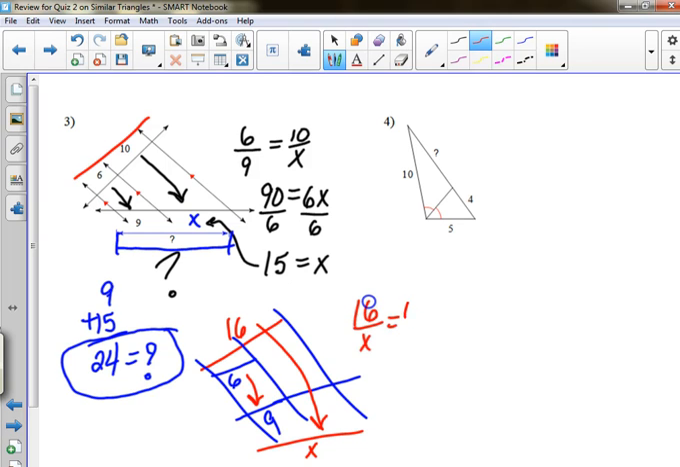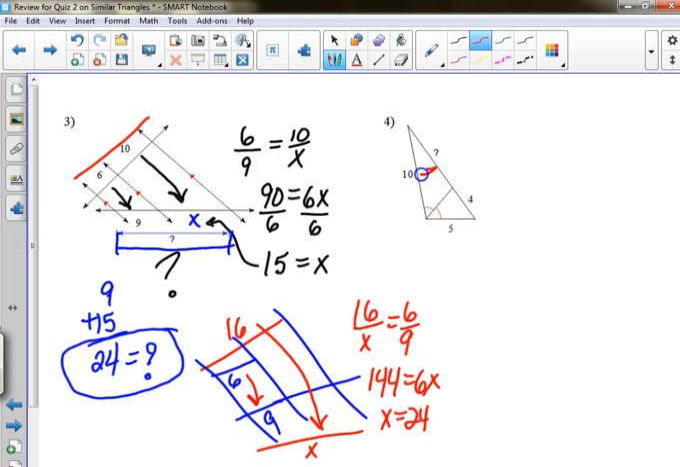So you would have had 16 is to x as 6 is to 9. If you cross multiplied, you would have had 16 times 9 is 144 equals 6x, and 144 divided by 6 is 24. So you wouldn't have had to add at the end because you added at the beginning. Okay. Either way, be careful. Make sure you find the missing piece that they're asking for.